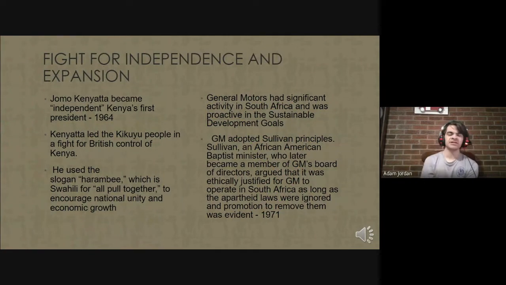There's some interesting stuff about the fights for independence, like how Kenya's first president was Jomo Kenyatta, which makes sense since he led them in their fight for independence against the British, and his catchphrase that basically means all pull together.